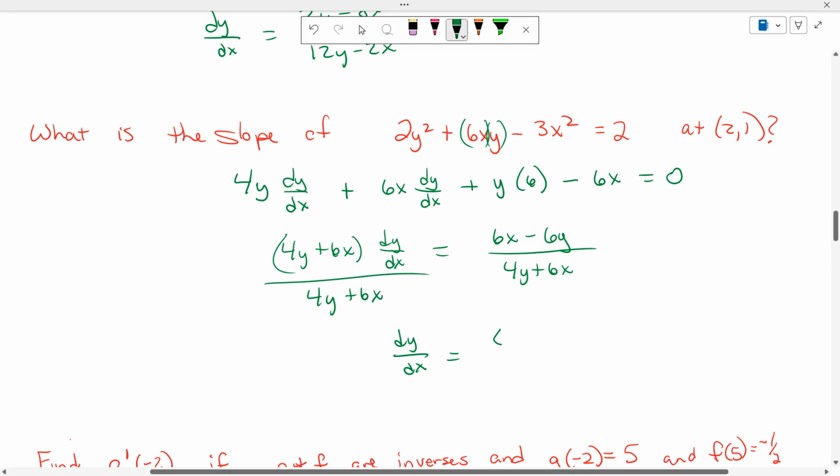So if we put in the 2, 1, it's 12 minus 6 over 4 minus 12, which is 6 over negative 8, which is negative 3/4.